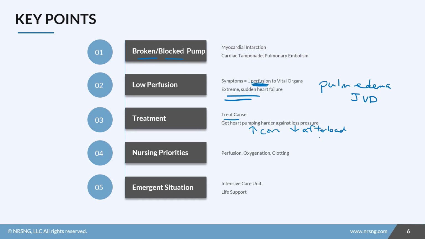Our priority nursing concepts are going to be perfusion and oxygenation, and then dealing with any clotting or bleeding issues depending on the cause. And finally, remember that this is an emergency. These patients need to be in an ICU and may even need to be on life support. So don't be afraid to ask for help if you need it. Call rapid response. Get that patient where they need to be.